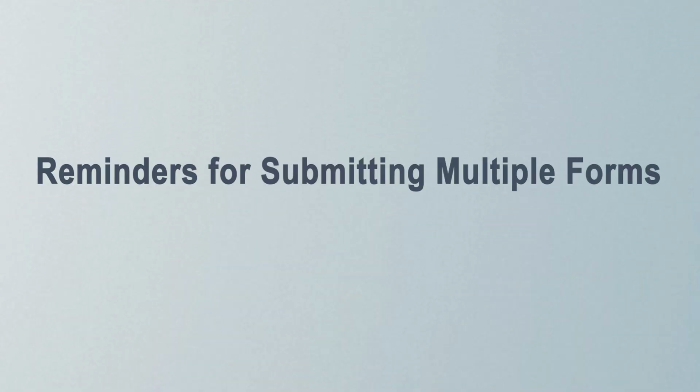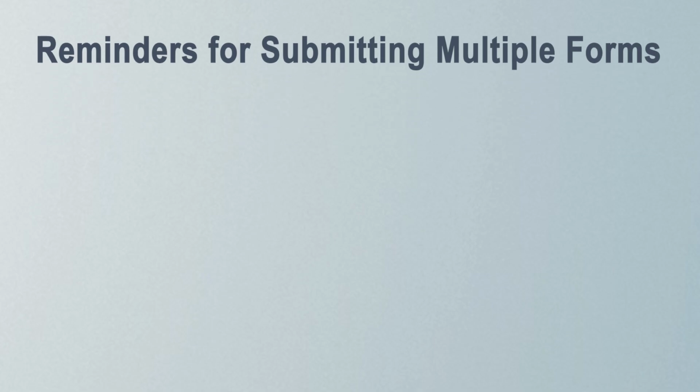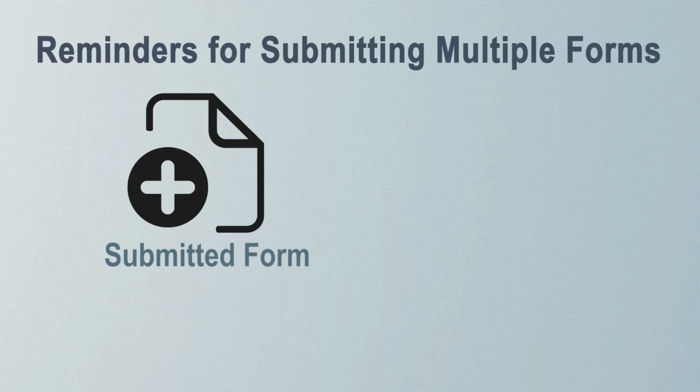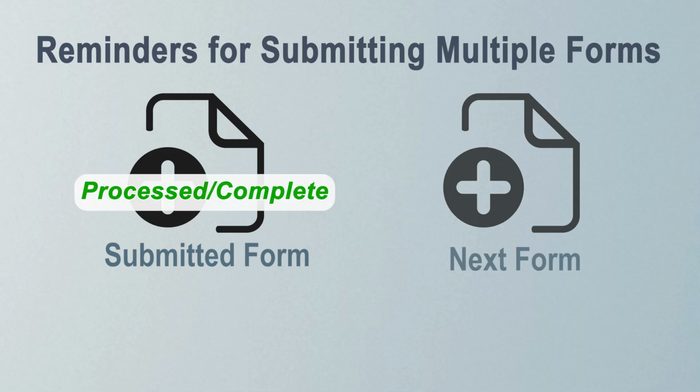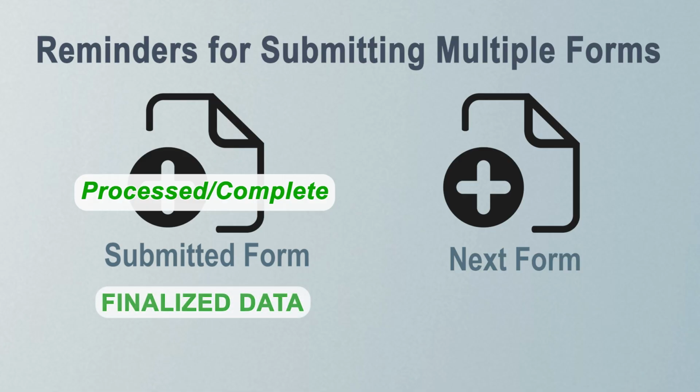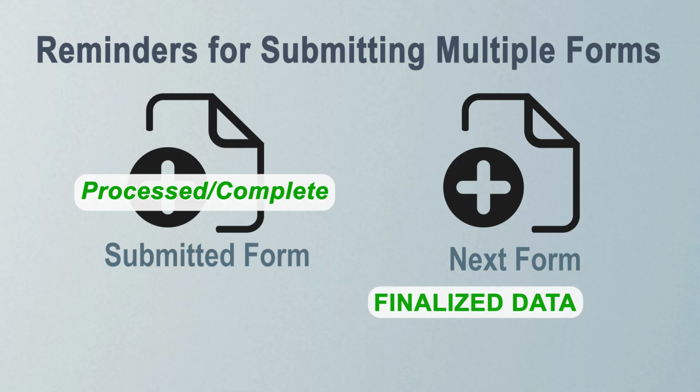Let's review a couple things you need to know when submitting multiple forms. For every scenario in Appendix A, a submitted form must be in Status Process Complete before you begin creating the next form listed in the Sequence of Required Forms column. This is to ensure data is correctly populated when entering the next form.